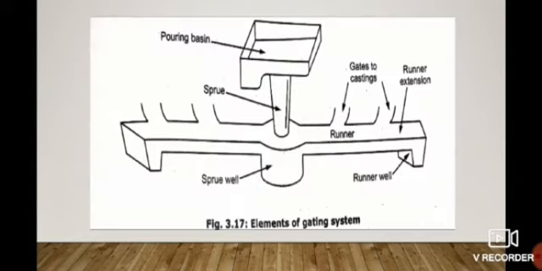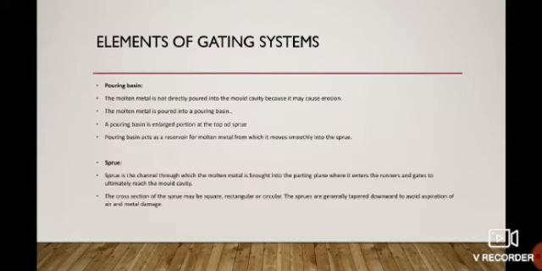This is the diagram of elements of gating system. Elements of gating system. Pouring basin. The molten metal is not directly poured into the mold cavity because it may cause erosion. The molten metal is poured into a pouring basin. A pouring basin is an enlarged portion at the top of the sprue. Pouring basin acts as a reservoir for molten metal from which it moves smoothly into the sprue.